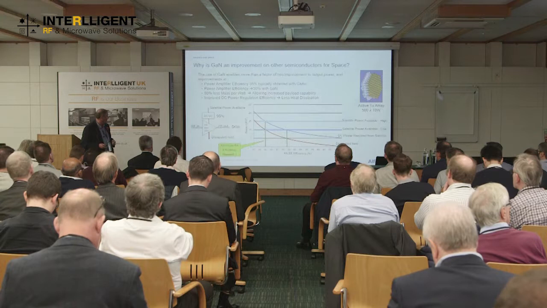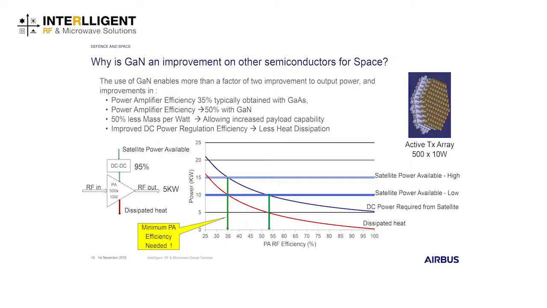So why is GaN a useful material for us? Well, it's got a lot more efficiency compared with GaAs. GaAs is typically 35%. Liam earlier in the day talked about amplifiers around the 30% figure. In fact, with gallium nitride, we can get 50% or better. And obviously with that, we can either trade the efficiency with mass, or we can increase the payload's capability. And improving the DC power regulation is also quite critical.